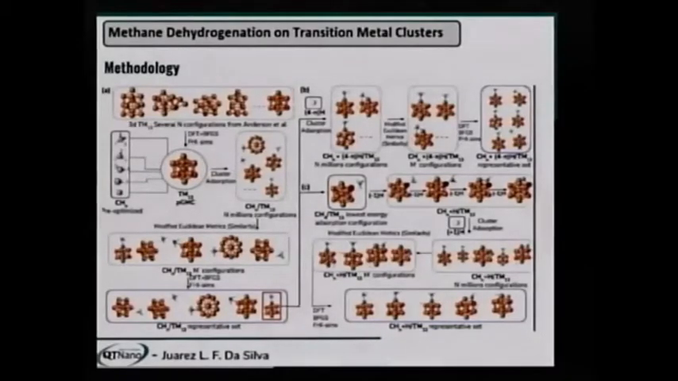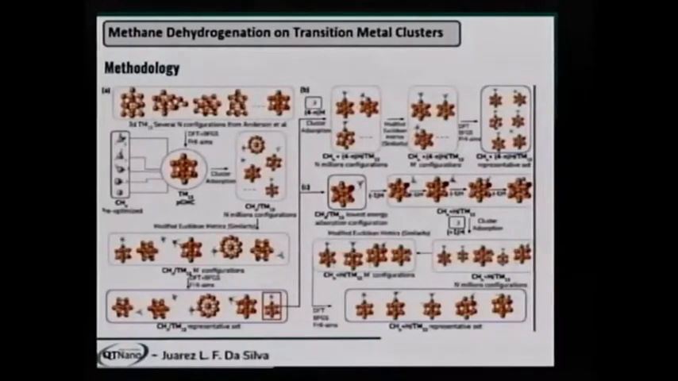So for example, if you want to absorb CH2, we absorb 2 hydrogen atoms. For C, 4 hydrogen atoms, until we complete this CH4 molecule. However, if you want to have some kinetic properties from the system, we have to separate them into elementary steps.